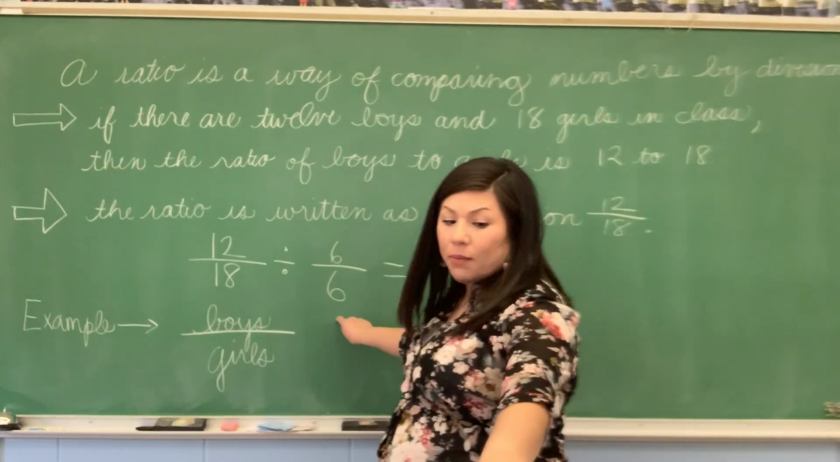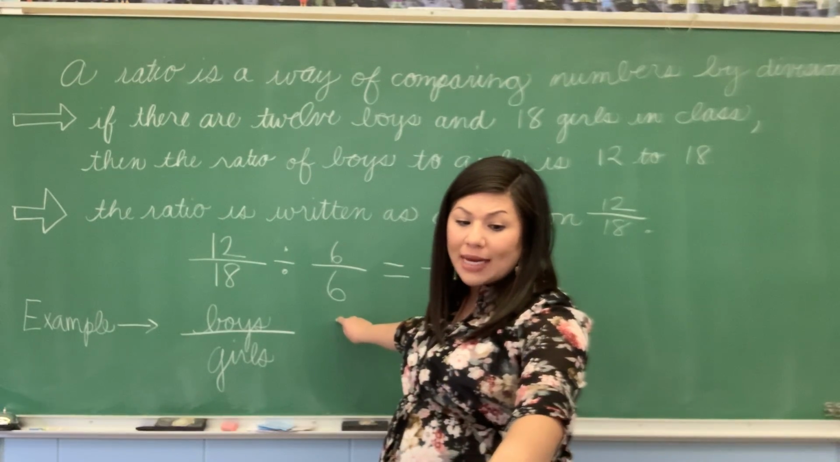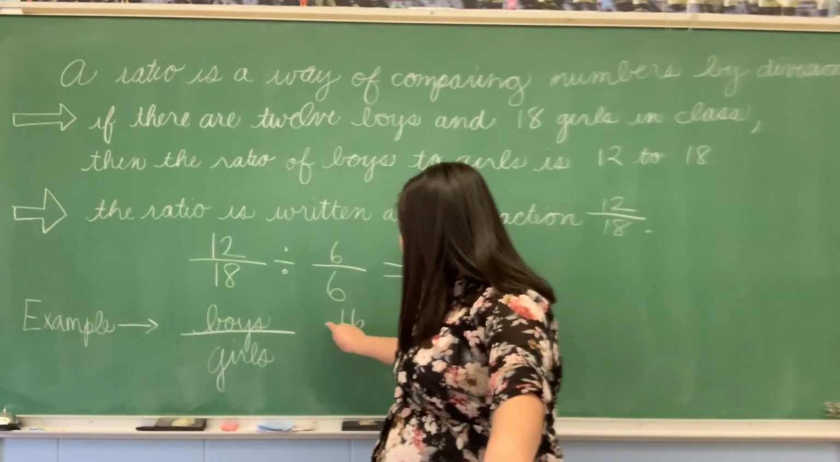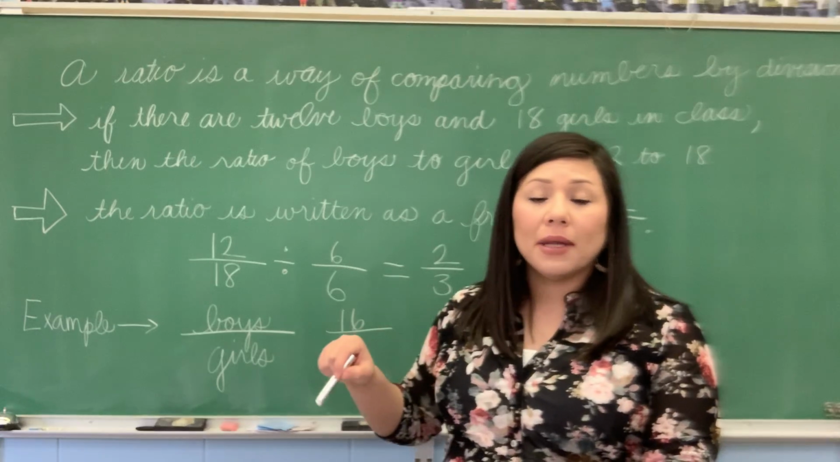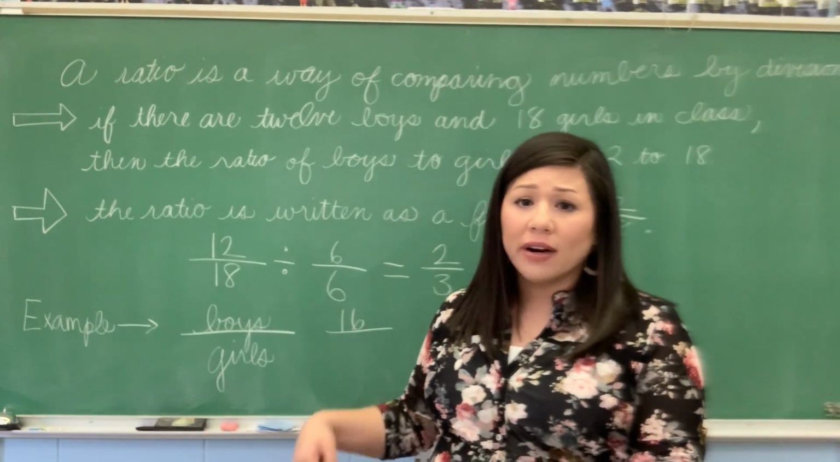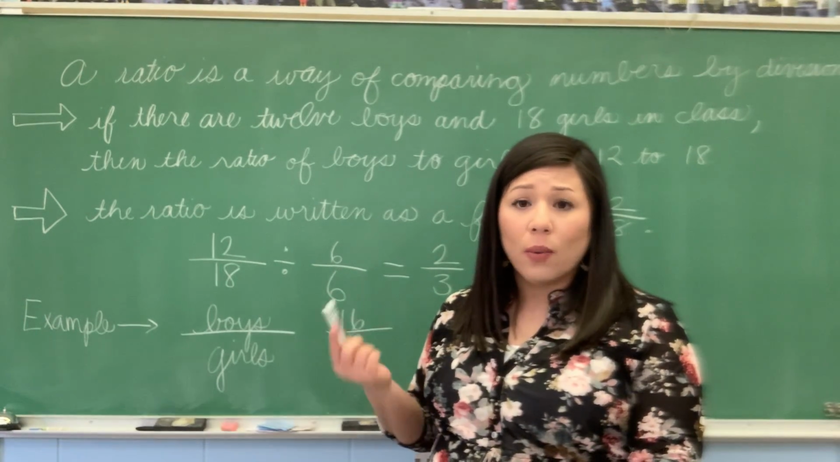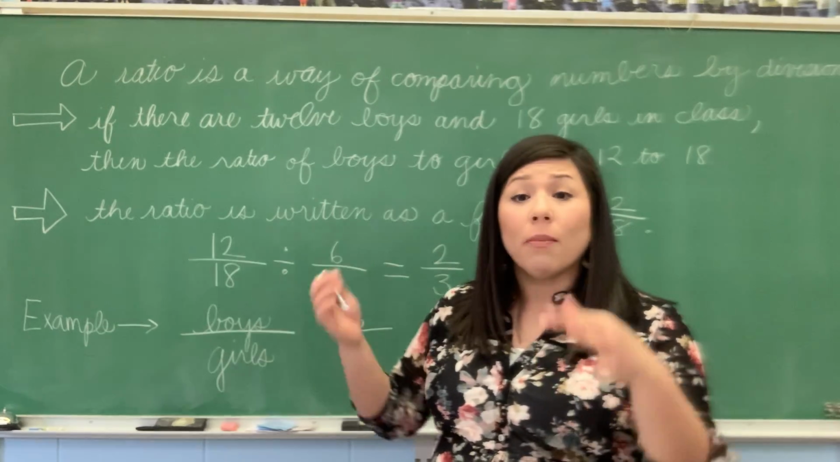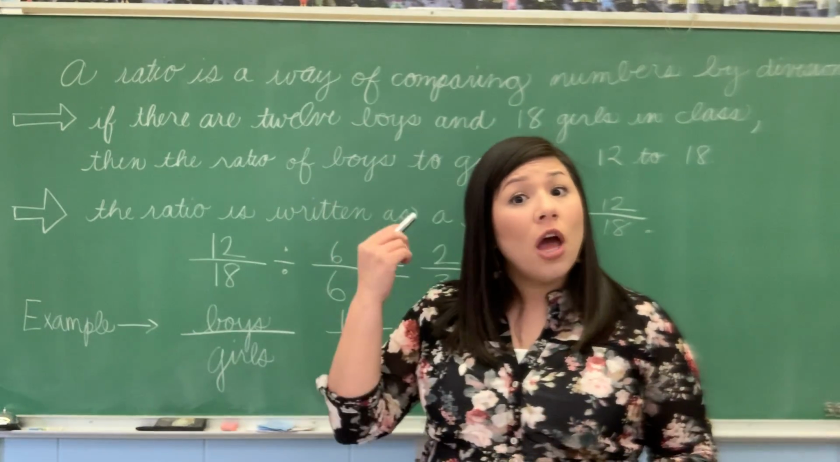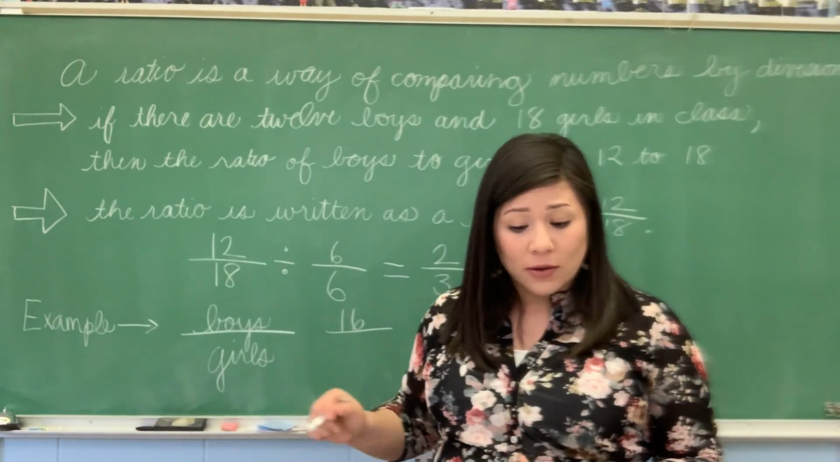Okay, what's the number of boys? The number of boys was 16, right? Now, in your mind, you're probably thinking it's going to be 12 over 16. However, that's not the right way. They want to know what the ratio was from boys to girls. So you need to put that in order. Boys first, girls second. Okay.